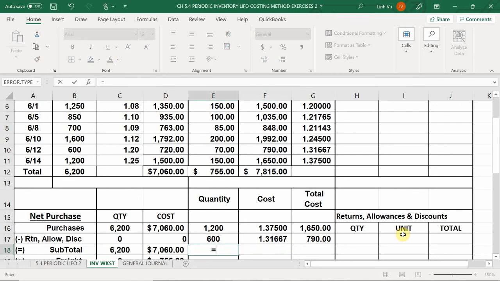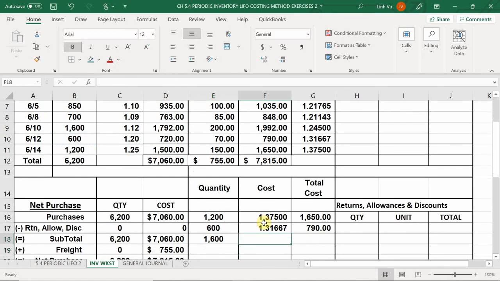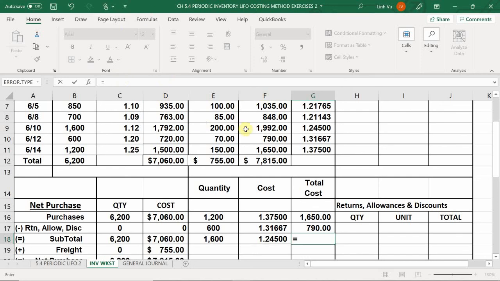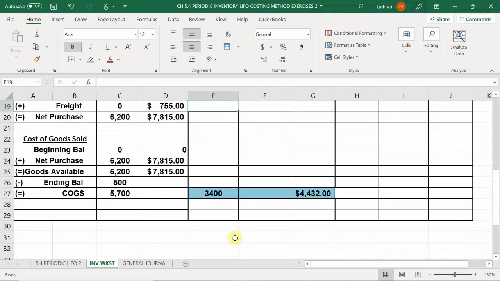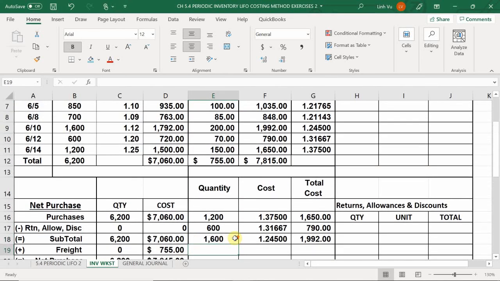I still have a long way to go. So which batch of inventory am I going to go for next? 1,600 from June 10th, which I know will cost me a grand total of $19.92. Okay. So here, I sold only 3,400. I still have a long way to go to reach 5,700. So which batch of inventory am I going to take out next?